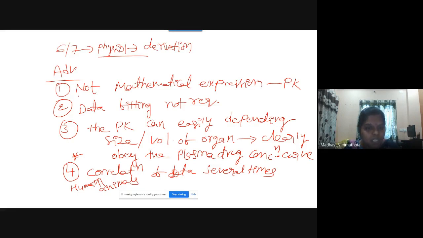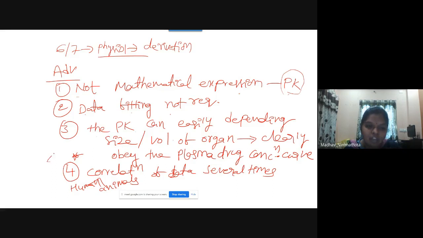See ma'am, there is no mathematical expression to explain your pharmacokinetic parameters, right? And data fitting is also not required. And the third one is the PK parameters can be easily calculated depending upon the size or volume. You can calculate the size and volume of the organ, and it will clearly obey your plasma drug concentration curve also. And the most important point, you should attain correlation between the humans and animals.